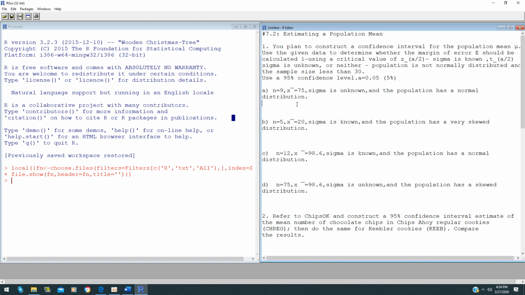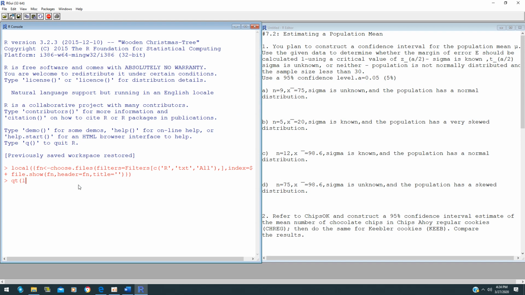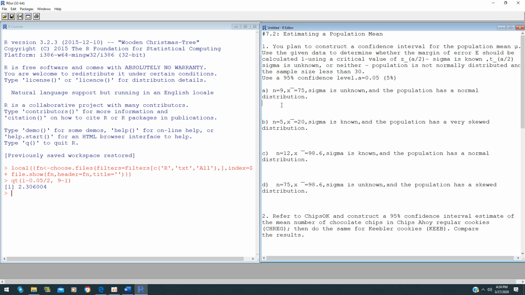So in order for us to use t alpha over 2, you have to use qt of 1 minus alpha, which is 0.05 over 2. And the degree of freedom in this case will be n minus 1, which is your sample size minus 1. So your answer in this case came out to be 2.306.